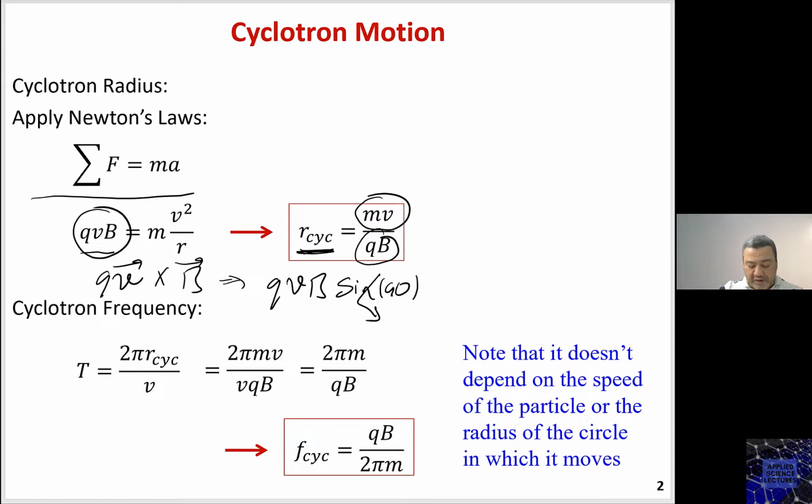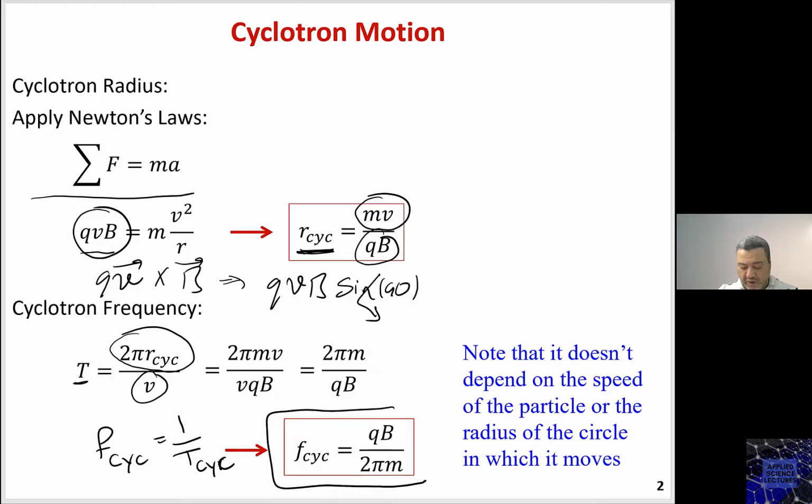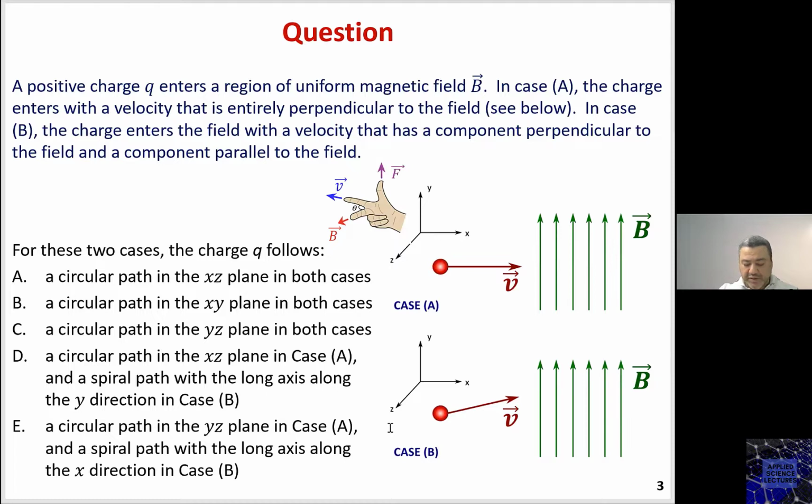The frequency can be calculated from the period, which basically equals the circumference of this path divided by the magnitude of the velocity. The frequency is the inverse of the period, which means that for the circular path, to complete one full circle, the frequency is QB divided by 2 pi m. Now notice that this frequency is independent of the speed of the particle or the radius of the circle in which it moves. Now let's look at this question here.